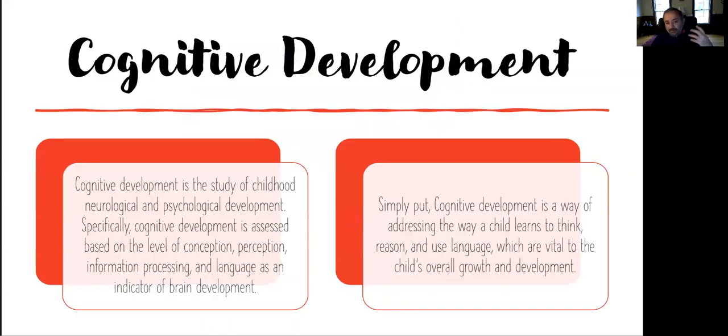What is cognitive development? Just as a refresher, cognitive development is the study of the child's neurological and psychological development. Specifically, cognitive development is assessed based on the level of conception, perception, information processing, and language as an indicator of their brain development. So, simply put, cognitive development is a way of addressing the way a child learns to think, reason, and use language, which are vital to the child's overall growth and development.